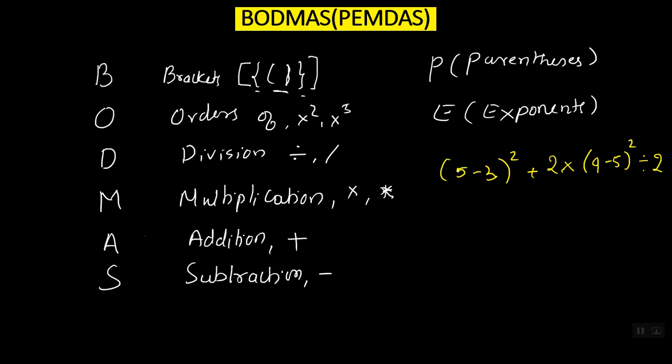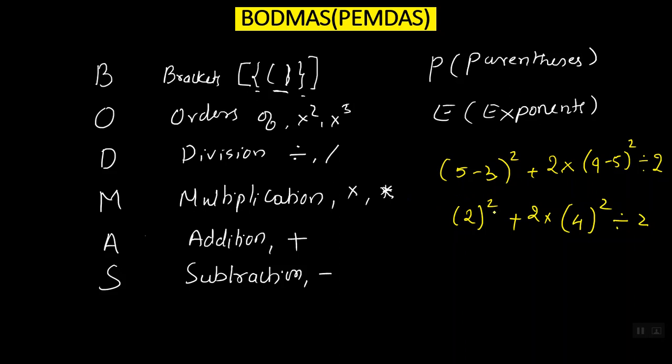So first I have to give the preference to the brackets. Which are the terms which have the brackets? I have to first select those brackets and do the operation of parentheses. So first we have to simplify the brackets. 5 minus 3 is what? That gives me the result 2. So it's 2 square plus 2 times (9 minus 5, that gives me 4) 4 square, divided by 2. Okay, now I have simplified the brackets.